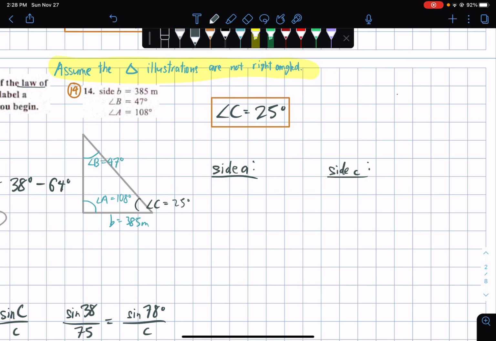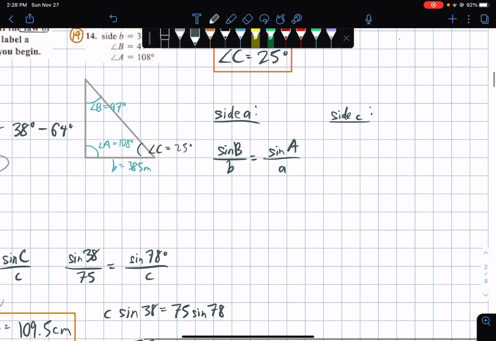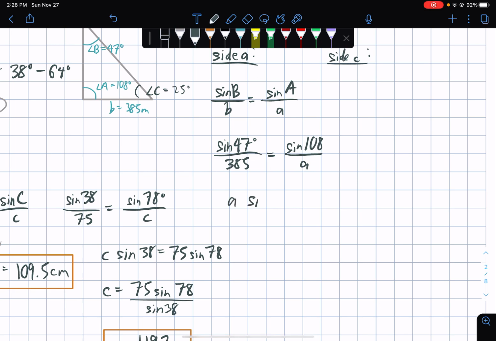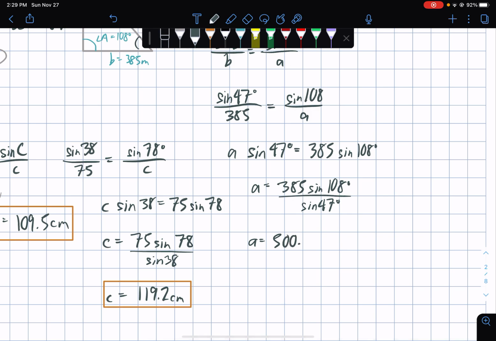For side A, we know that angle B and side B are known. And let's use sine A over A to look for side A. So sine 47 degrees divided by 385 is equal to sine 108 over A. Now, algebraic manipulation, the usual strategy. Divide this by sine 47. And we get 500.7 meters.